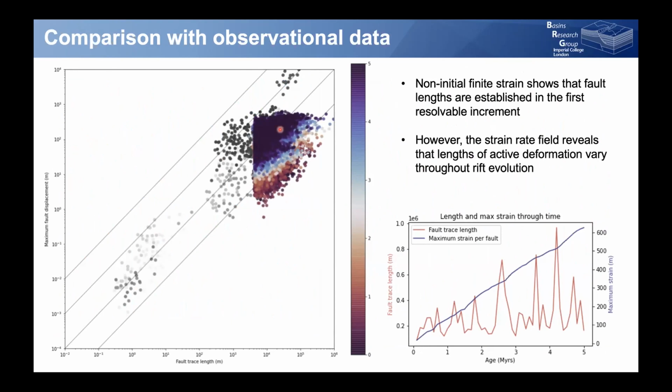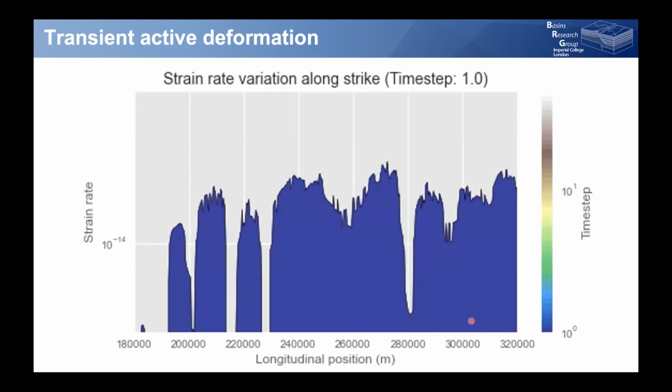However, when we plot the individual properties, so this bottom figure here, you can see this red line, and this shows the maximum length of an active fault in a given population through time. This is just to show that there's actually a lot of variation through time of the active fault length. So when we have a further look, this is plotting the strain rate against length of a fault through time.